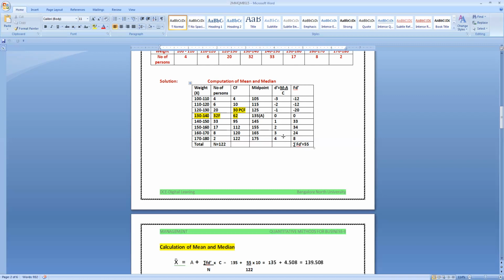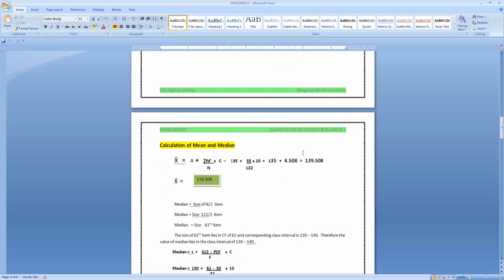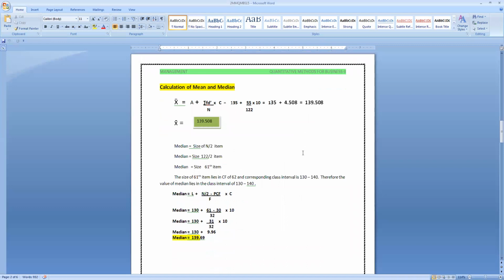For substituting in the formula, it doesn't require the total, so we have to calculate f d dash. It is the product of frequencies with the deviation values. Here the f value is 4. 4 into minus 3 is minus 12. 6 into minus 2 is minus 12. 20 into minus 1 is minus 20. 32 into 0 is 0. 33 into 1 is 33. 17 into 2 is 34. 12 into 3 is 36. 2 into 4 is 8. Then we total all the f d dash values, and we get the summation of f d dash as 55.